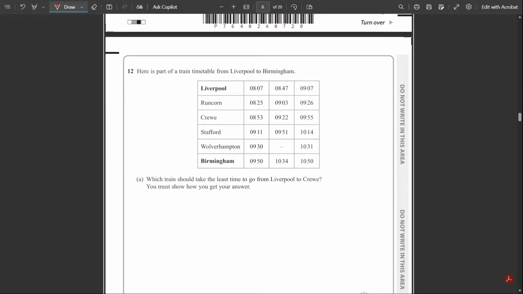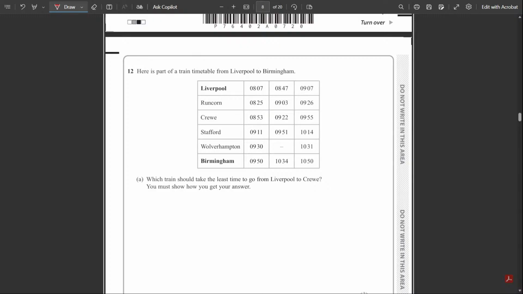Here's part of the timetable from Liverpool to Birmingham. Train timetable from Liverpool to Birmingham. These are the stations in the middle. Which train takes the least time to go from Liverpool to Crewe? So we're saying, okay, 8:07 to 8:53.